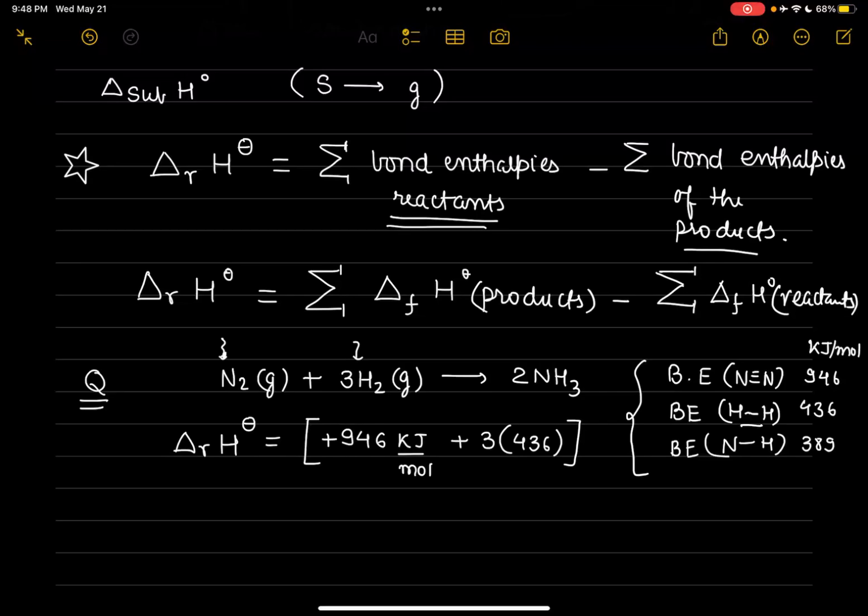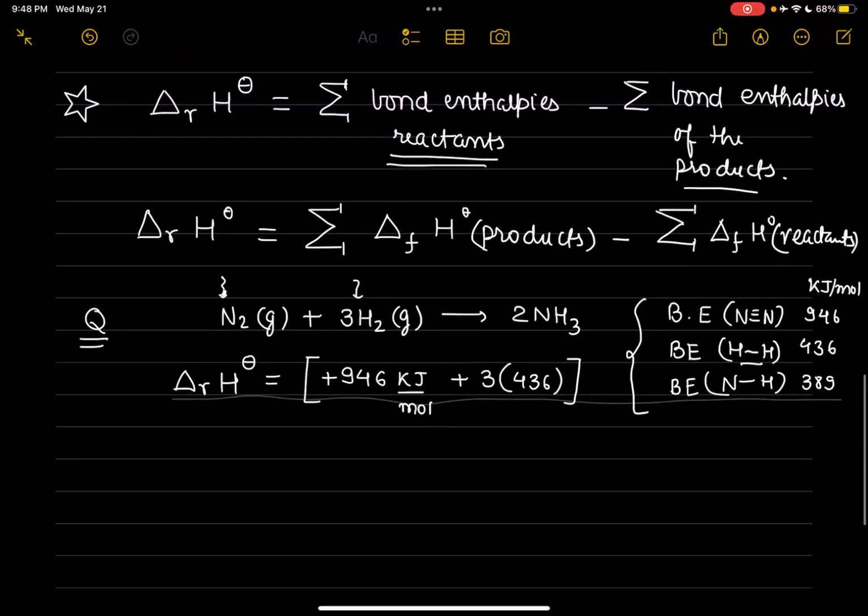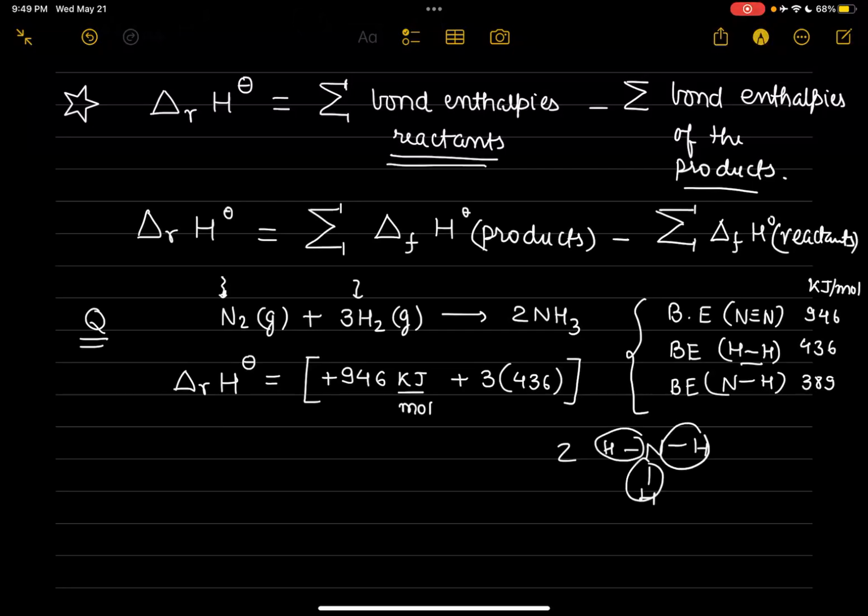Then N-H bonds are being formed, so heat will be released. So how many N-H bonds are formed, as per the given equation? 3. Oh, sorry, total 6. In one ammonia molecule there are 3, and in the reaction we are forming 2 ammonia molecules, so totally we are forming 6 bonds. This one, this one, this one, and bond formation releases heat.